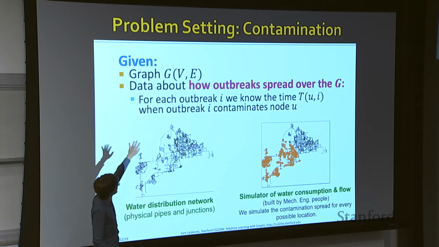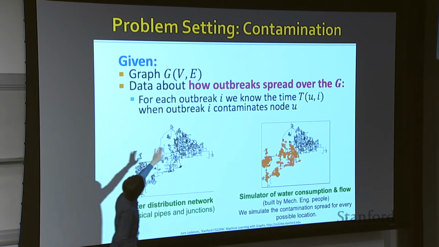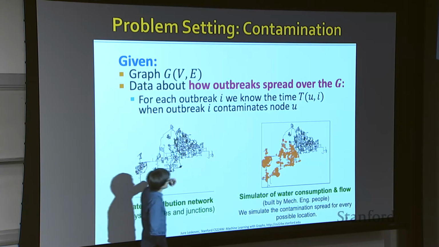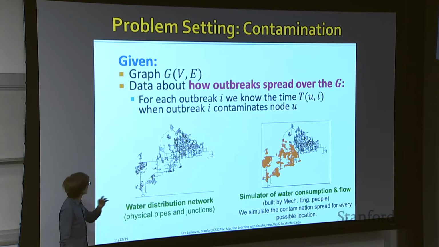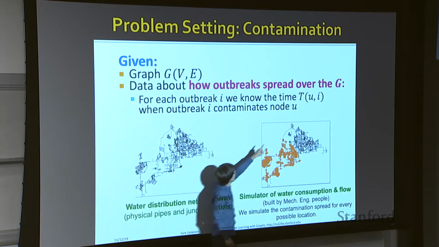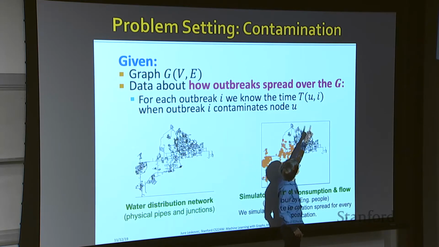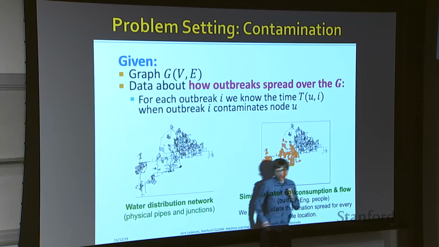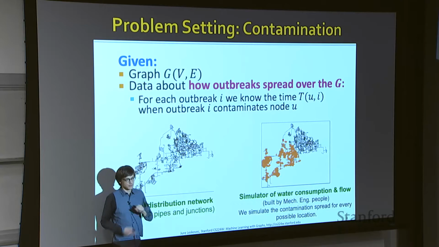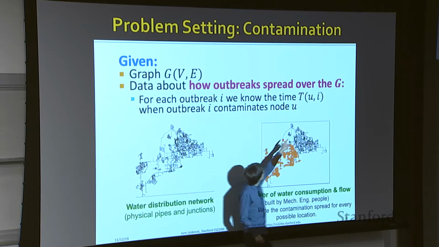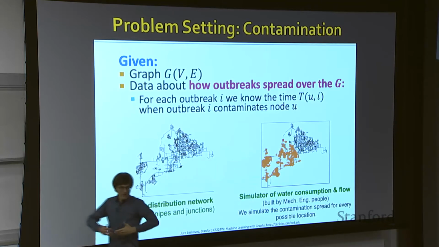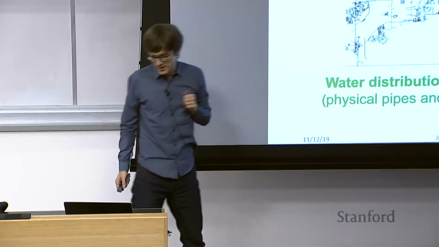We are going to give the graph. And we are essentially given the graph. What we all care about is the data about how the outbreaks spread over the network. So basically, all this algorithm gets is, for every outbreak, we want to know the time when that outbreak hits a given node. Okay? And if the outbreak does not hit the node, then that time is set to infinity. Okay? So really, for every outbreak, we just want to know at what time does it hit a given node. And then if it doesn't hit certain nodes, those times are set to infinity.